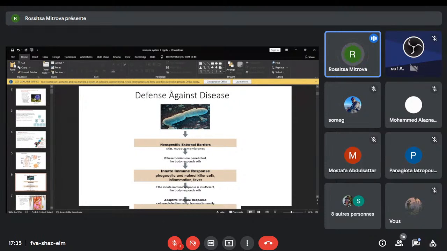So the non-specific external barriers are skin and mucous membranes. If they are penetrated, the body responds with the innate immune response. Phagocytic and natural killer cells are included, as well as inflammation and fever. And if the innate immune response is insufficient, the body responds with adaptive immune responses, that means cell mediated immunity and humoral immunity.